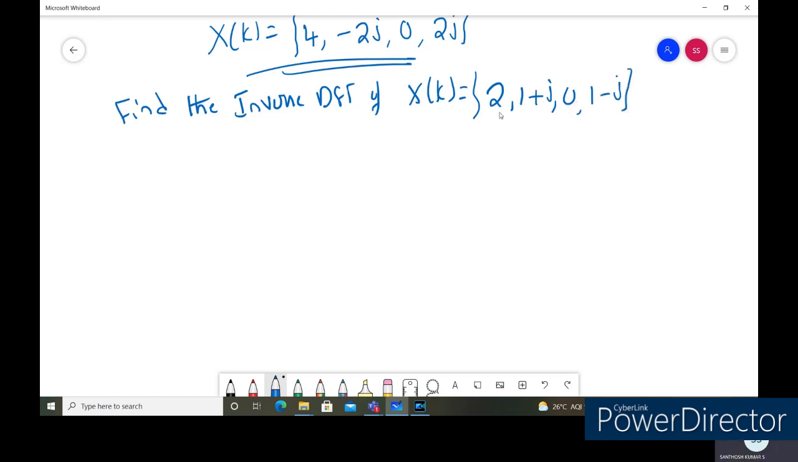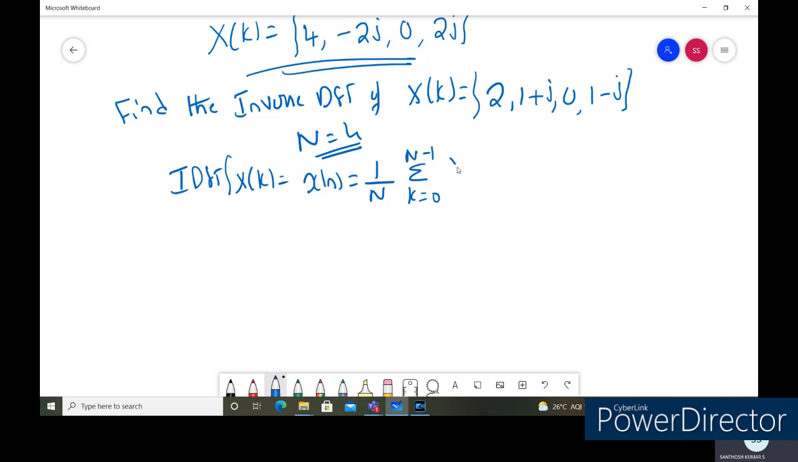So here the length of the sequence is 4. By observation, we need to find the 4-point IDFT, so let us assume the length N is equal to 4. To find the inverse DFT, let us write the generalized formula. IDFT of X of k is equal to x of n, which is 1 by N summation, where k takes the value from 0 to N minus 1, X of k into omega N to the power of minus kn. Here n can take the value from 0 to N minus 1.